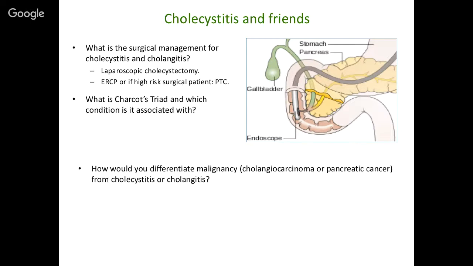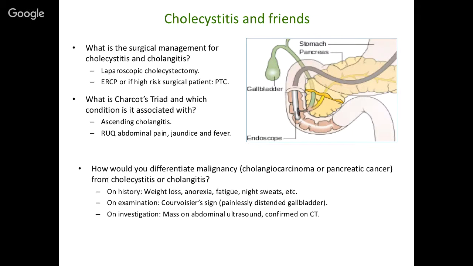Jaundice. Good. Right upper quadrant pain, jaundice and fever. How could you differentiate cholecystitis? So on history, remember weight loss, and on examination sign, you get that painlessly distended mass or painless mass. And on investigation it is pretty obvious.